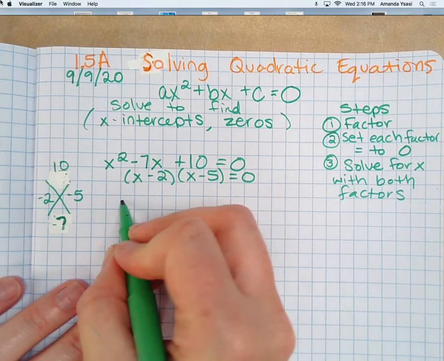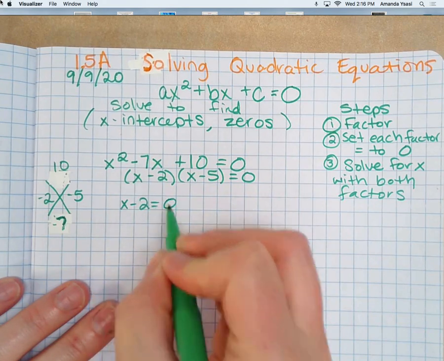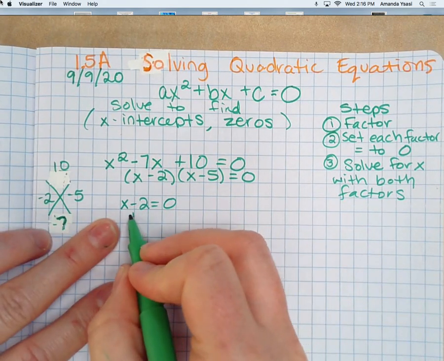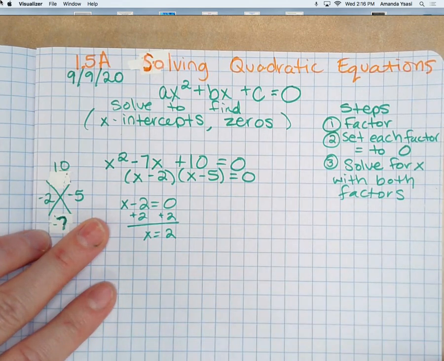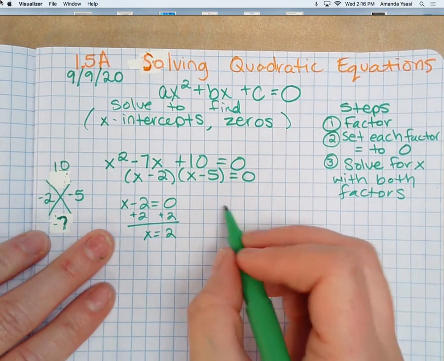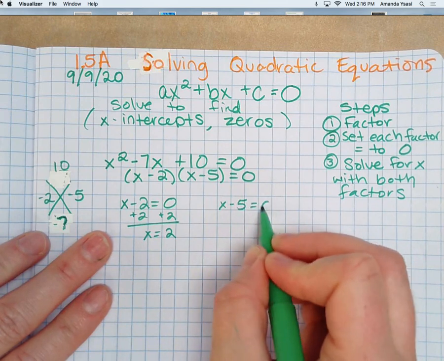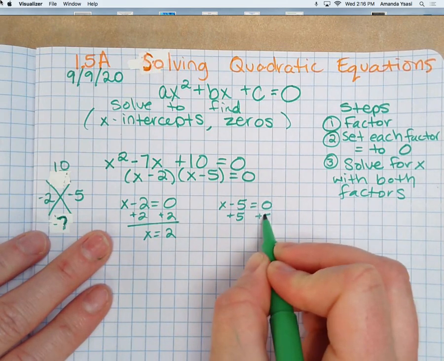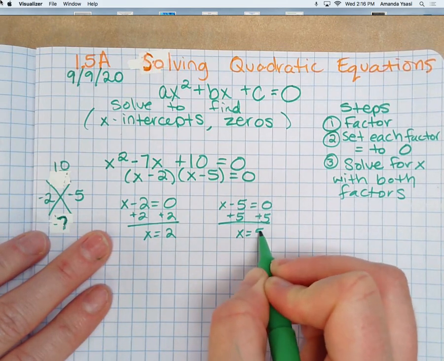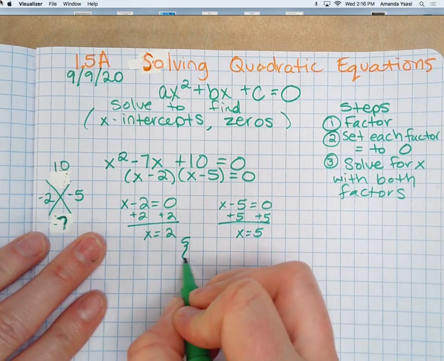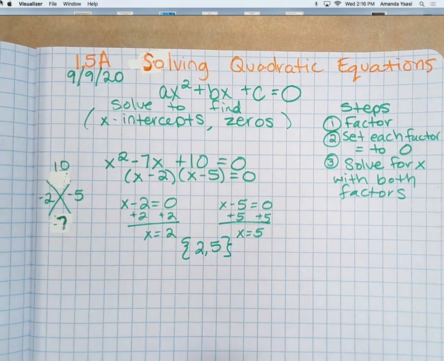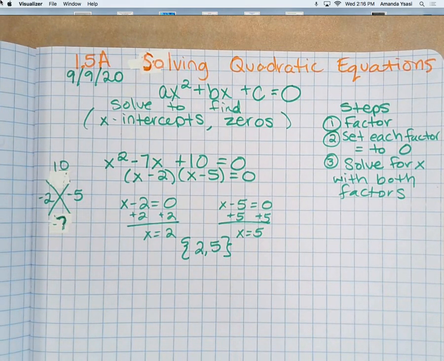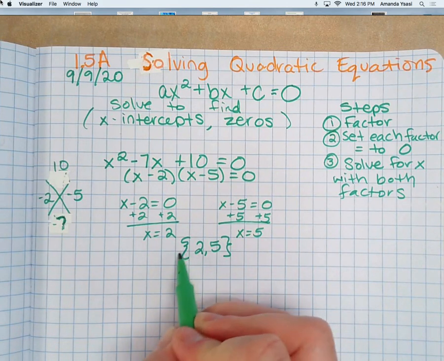So in this case, we really don't have to write this because we know if we do plus 2, we get x equals 2. And then this one, x minus 5 equals 0. We do plus 5, x equals 5. So our solution set is 2, 5. So you put it in these little braces. Brackets are straight, braces are squiggly.